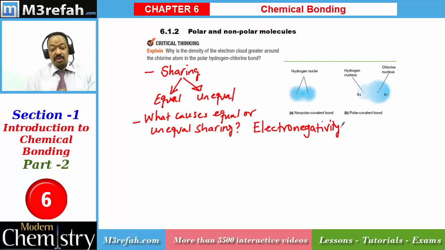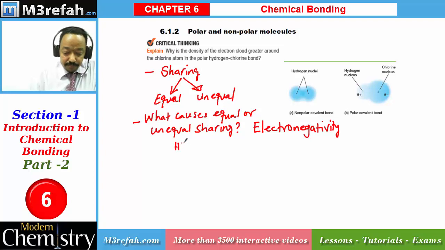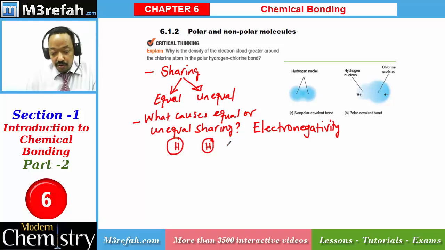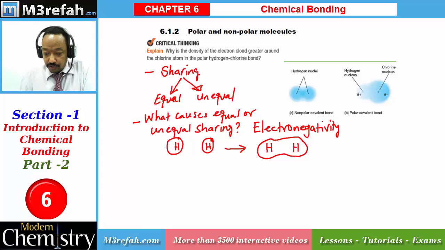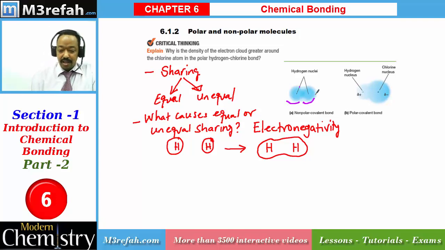It's a measure of how an atom attracts more electron towards itself. Like if we have two atoms of similar kind, like a hydrogen atom and another hydrogen atom, their electron distribution is always equal. As you can see in this picture, the electron density is evenly distributed, which means whenever two similar atoms come together, their sharing is equal.